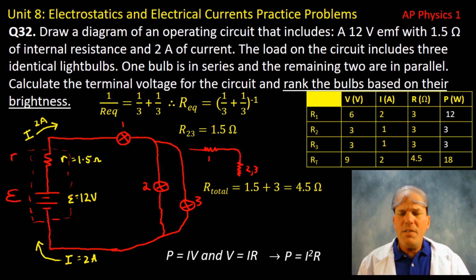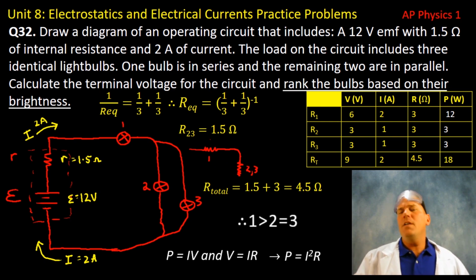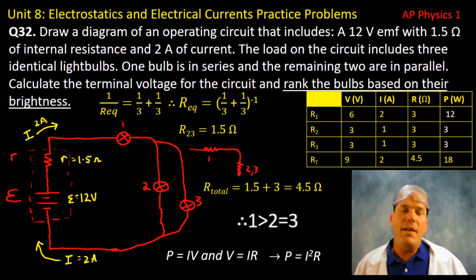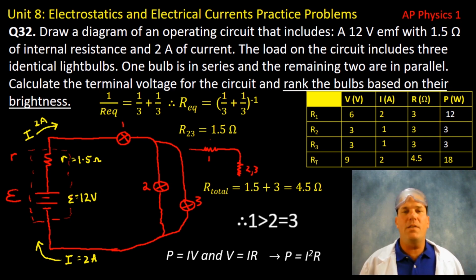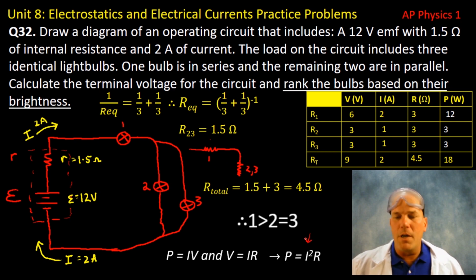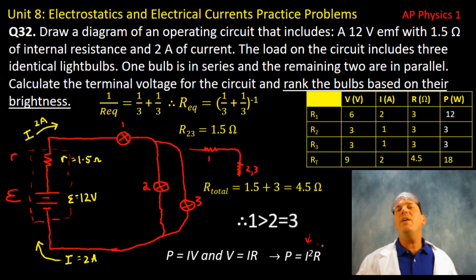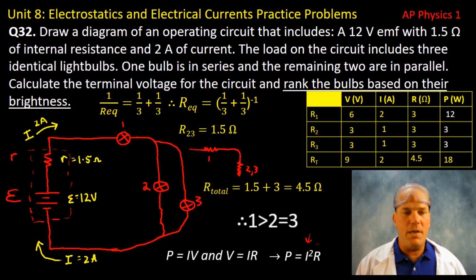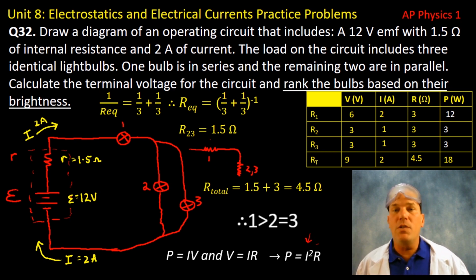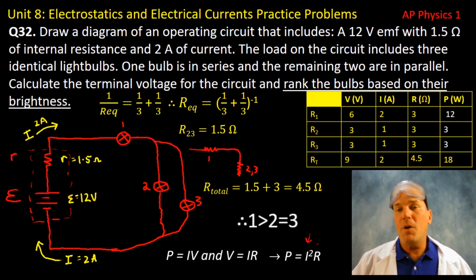So let's look at our ranking: 1 is greater than 2, but 2 is equal to 3. And guys, look at the current going through bulb 1. Look at that current. It's twice the current. And look at what we're doing to that variable in this expression here. We're squaring it. And look at resistance. Resistance is constant for all three. But current is increasing and it's squared. So simply by saying, oh my goodness, bulb 1 has twice the current, and that current, which is 2 amps, is squared and multiplied by the same resistance as all the other ones, we're going to get a much greater value in this case.